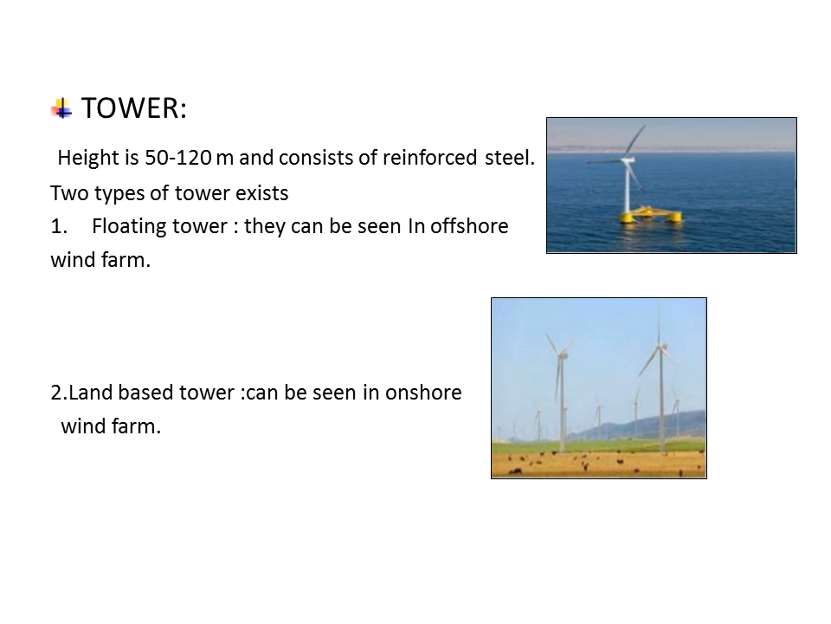The height of the tower is an important factor in designing a horizontal axis wind turbine because wind speed increases with height. So a taller tower enables the turbine to capture more energy and generate more electricity, which also reduces the turbulence in the wind. There are two types of tower. The first one is the floating tower, as seen in figure 1. They can be seen in offshore wind farms, and the second one is the land based tower, as seen in the second figure, which can be seen in onshore wind farms.